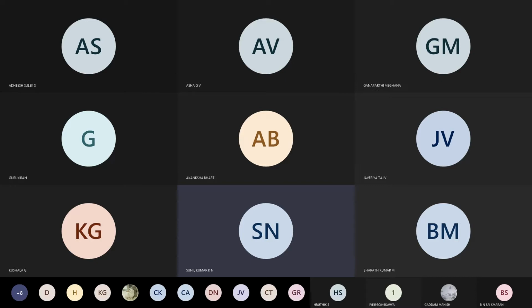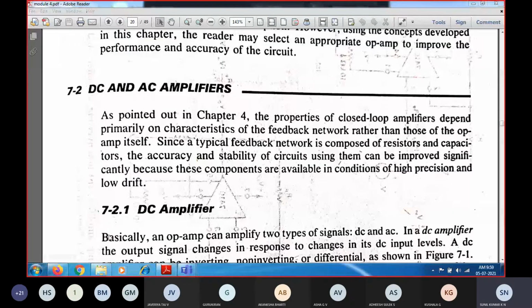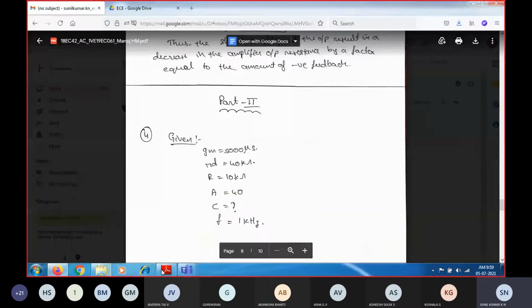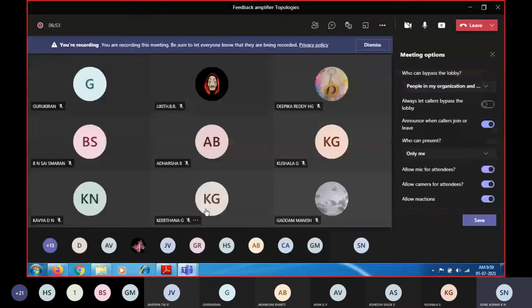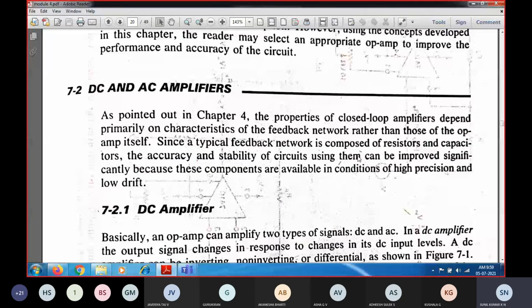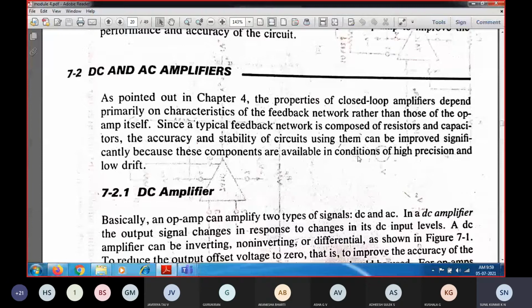So in the last class, we were discussing some applications of how the operational amplifier can be used, and we have seen it can be used for both AC as well as DC amplifier. That is, the operational amplifier can be employed for both AC signals as well as DC signals.